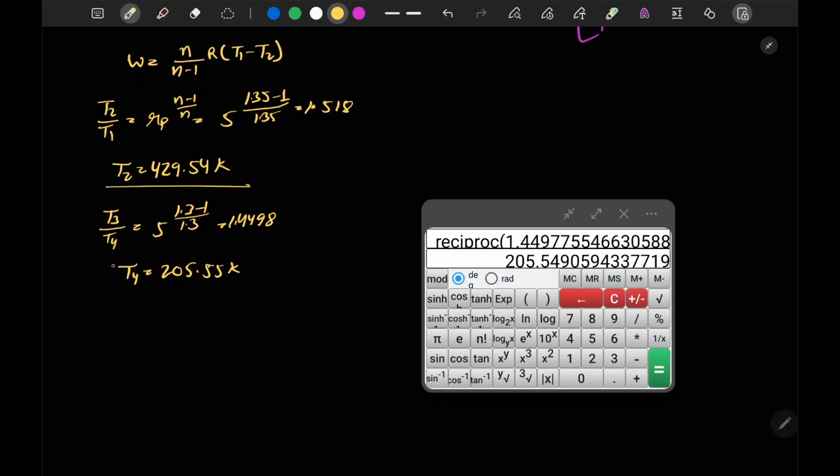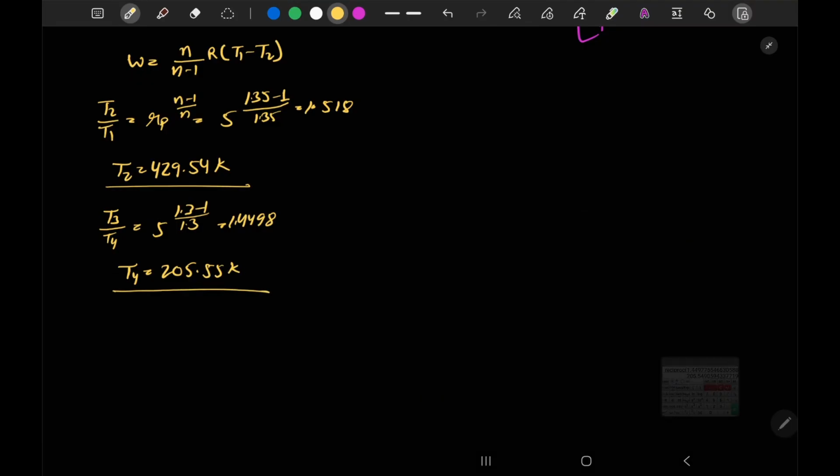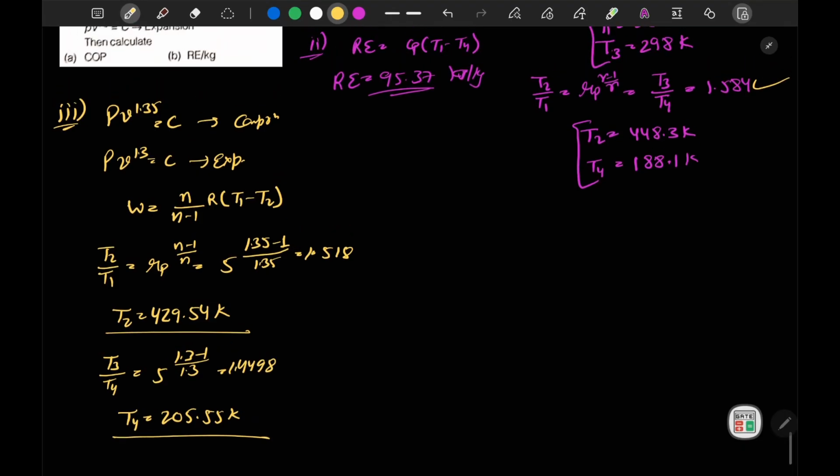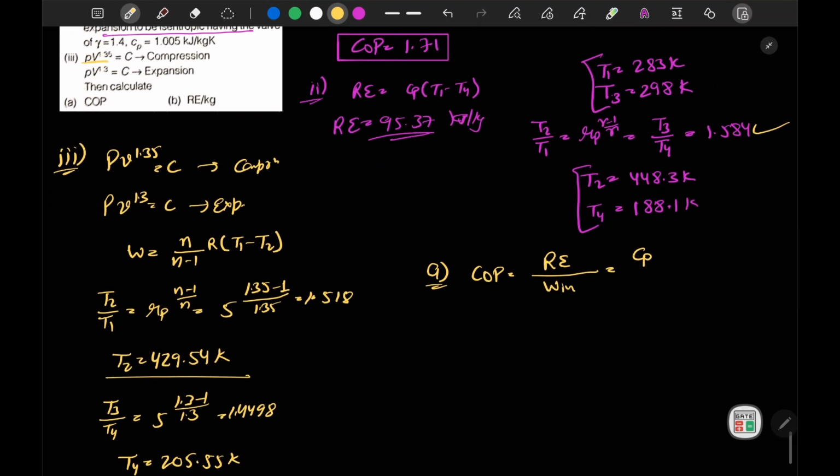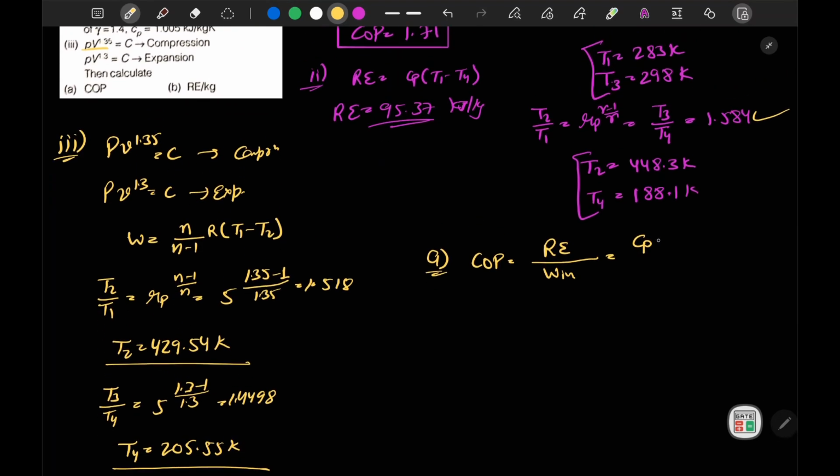Okay, so I obtained the value of T2 and T4; T1 and T3 were given. Now in part A it is mentioned about COP. We know that COP is refrigeration effect upon work input. Now we can directly write the refrigeration effect as Cp times T1 minus T4. This is our refrigeration effect over work input.